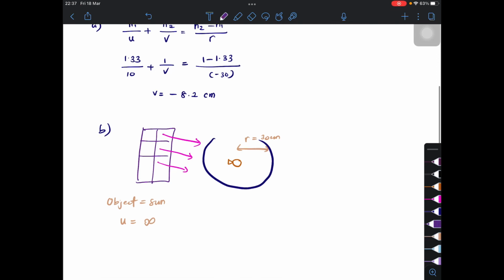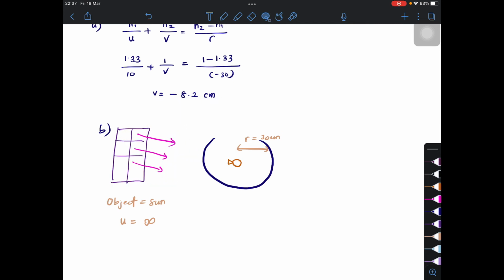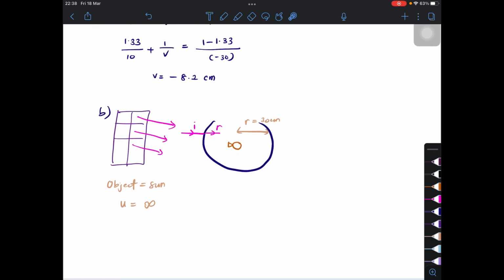So sama juga, kita akan ada the incoming light. So incoming light tu daripada sun, daripada objek kita di sini kan, jauh lah sebenarnya. So this is the incoming light, and then this is the reflected light. Okay, so here we can compare that the radius is at the same side as the refracted ray. So radius kita sekarang akan jadi positive 30 cm.